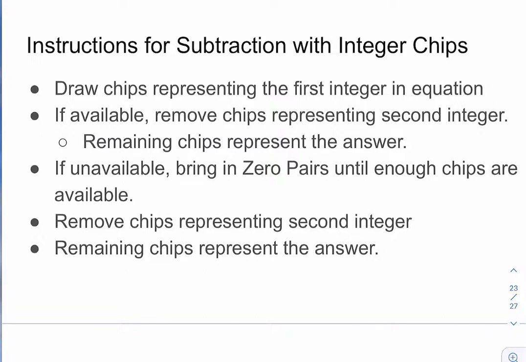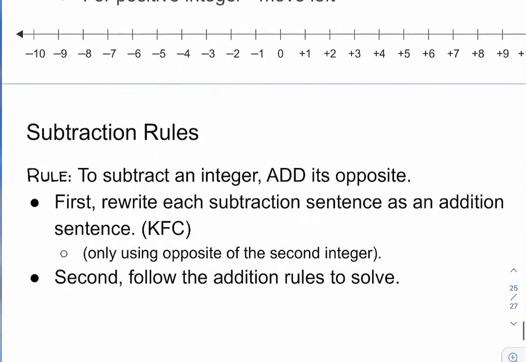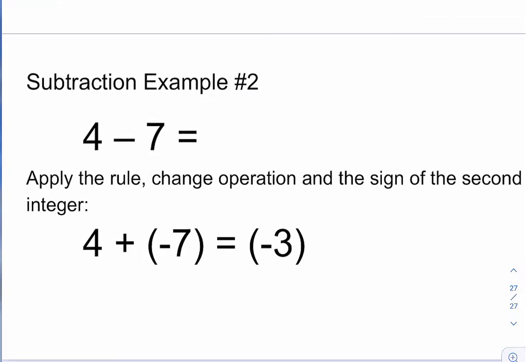If the chips we need to remove are unavailable, we're going to bring in zero pairs until enough chips are available that we need to remove. We then remove the chips representing our second integer, and whatever's left over is the answer. So let's look at how that looks here.